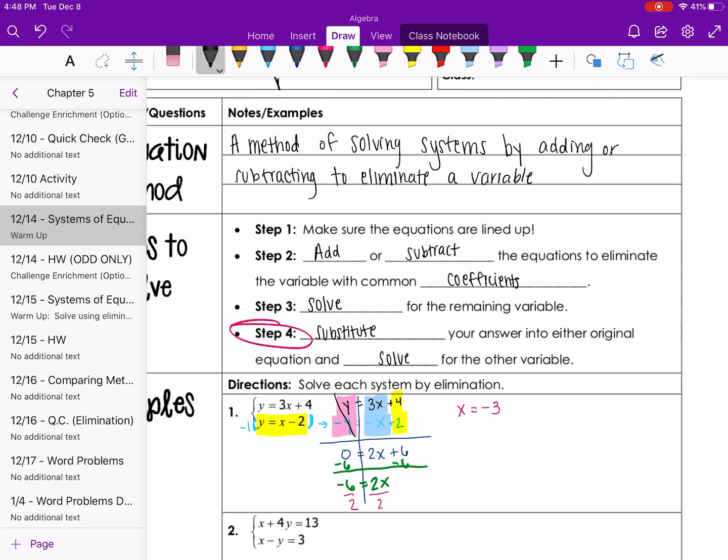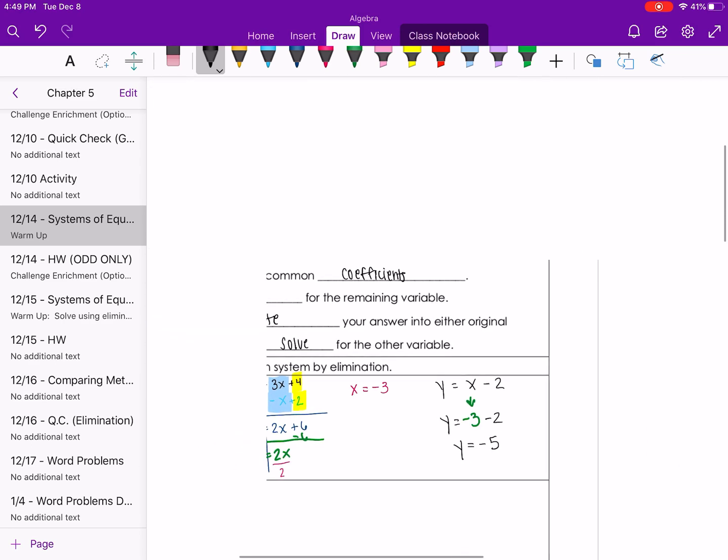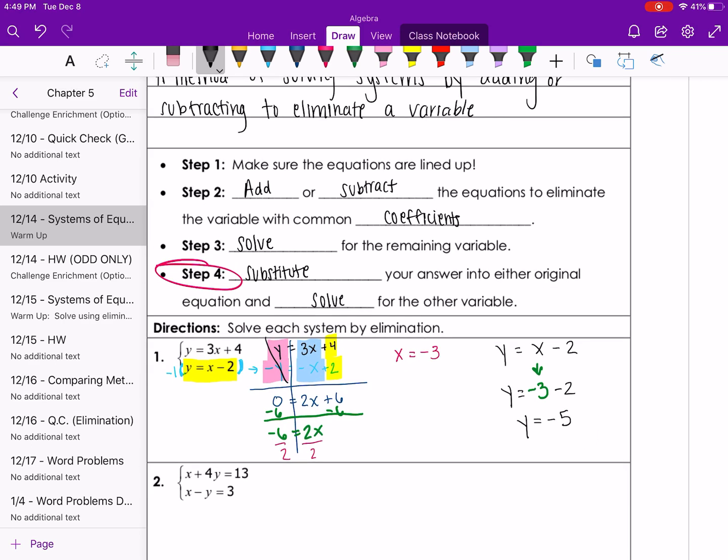So I'm going to rewrite one of my original equations over here. And now that I know x equals -3, I can substitute in -3 for x. The rest is super simple math, because then I can figure out that if x is -3, y has to be -5. So my actual solution, I would take my x, I would take my y, and my solution would be (-3, -5). That would be my actual answer.